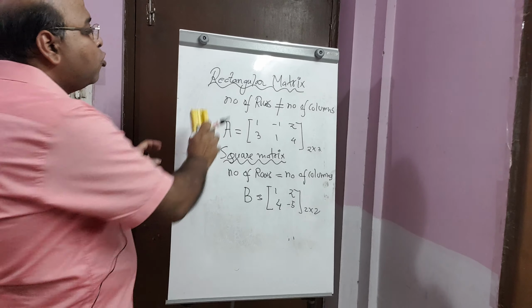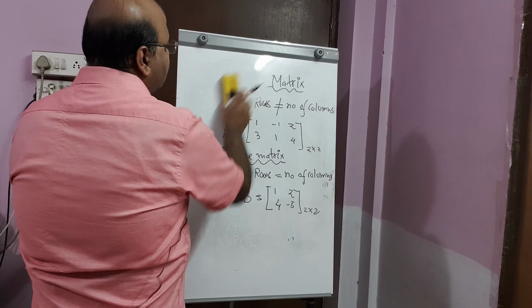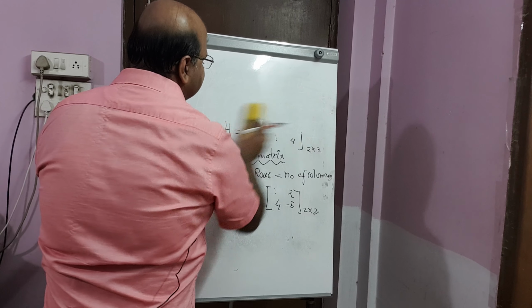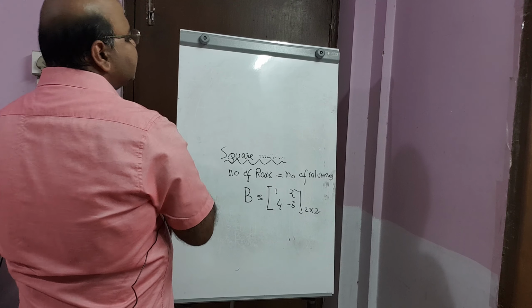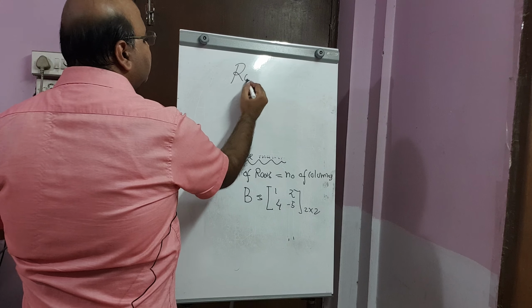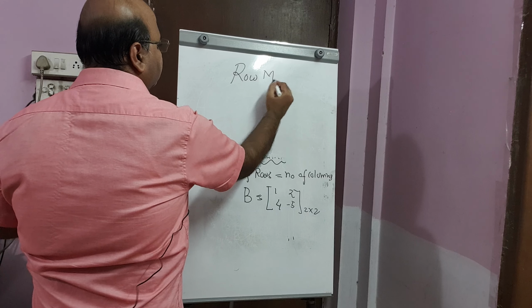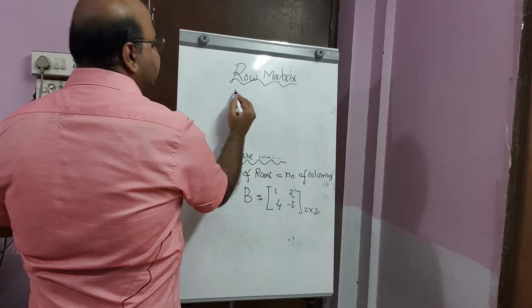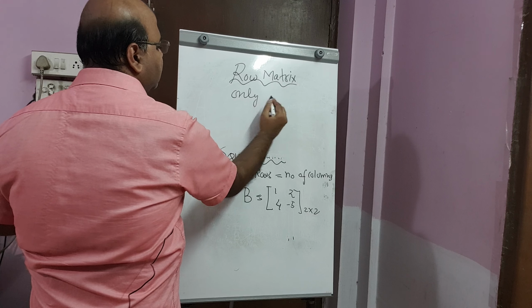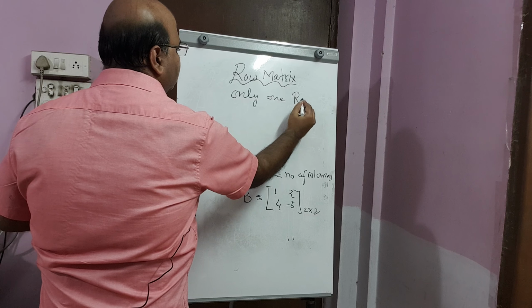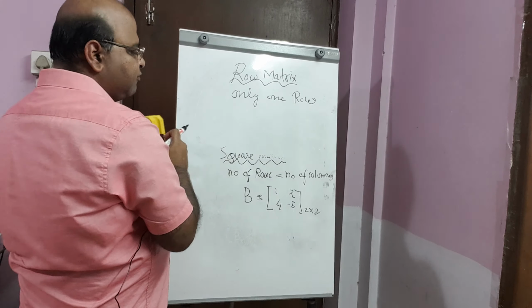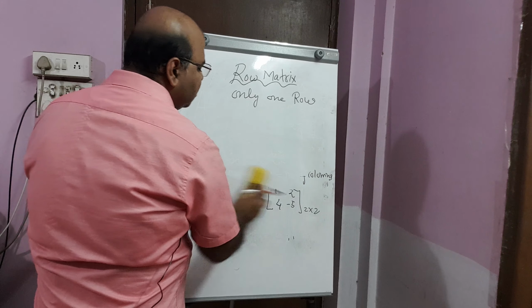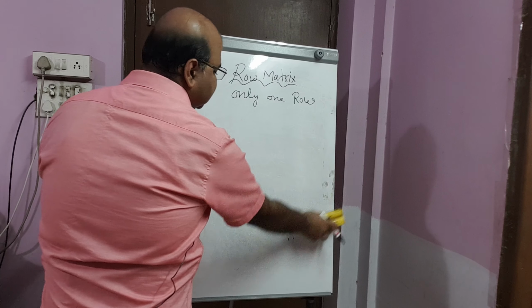The next type is a row matrix. As the name suggests, a row matrix is a matrix containing only one row. It may have more than one column, but it will have only one row. Then it is termed a row matrix.